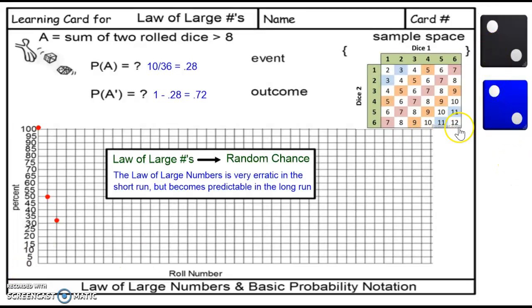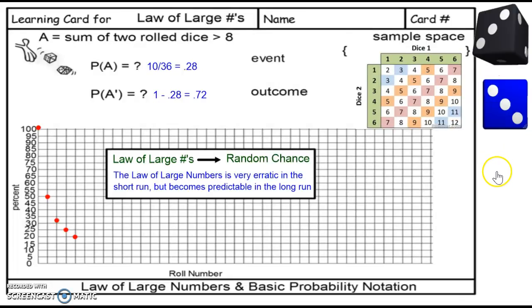So I get 4. So that means 1 out of 4, which is 25%. So now I'm down to 25% being my experimental probability of rolling a sum that is greater than 8. I'm going to continue to go here. There's a 6, that's not greater than 8, so now I'm at 1 out of 5. Well, that's 20%. Okay, there we go.